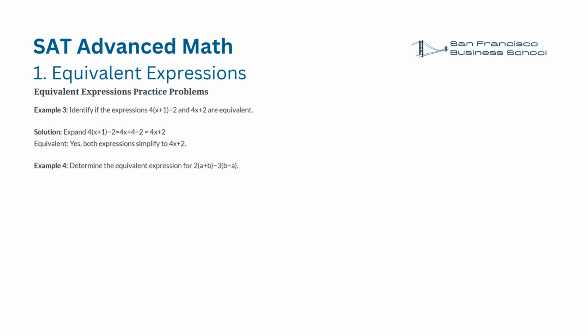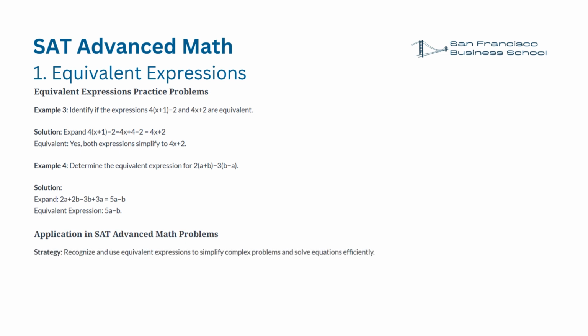Example 4. Determine the equivalent expression for 2 times (a plus b) minus 3 times (b minus a). Solution: expand. 2a plus 2b minus 3b plus 3a is equal to 5a minus b. Equivalent expression: 5a minus b. Application in SAT Advanced Math problems. Strategy: recognize and use equivalent expressions to simplify complex problems and solve equations efficiently.